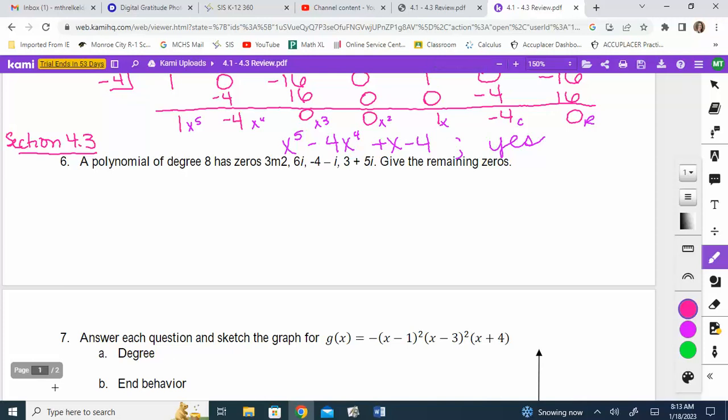Number 6, we have a polynomial, and I'm asking you for the remaining zeros. So I told you it's degree 8. So we should have 8 total zeros, right?